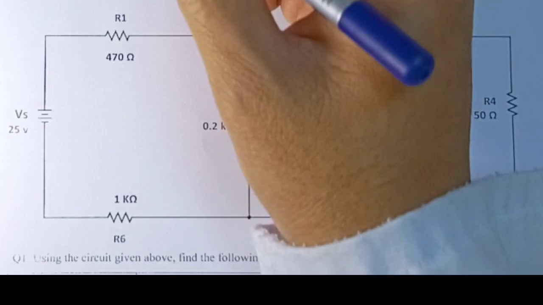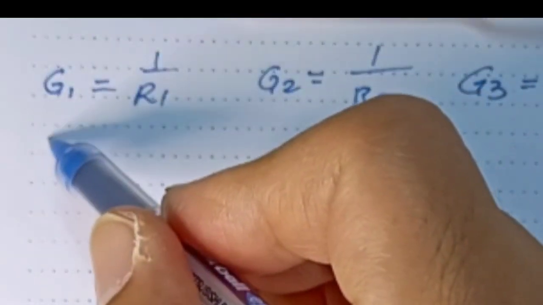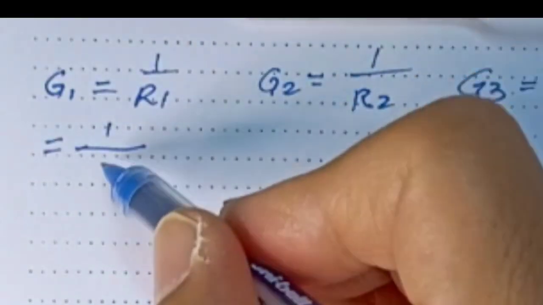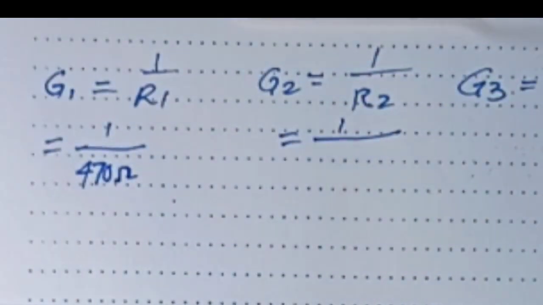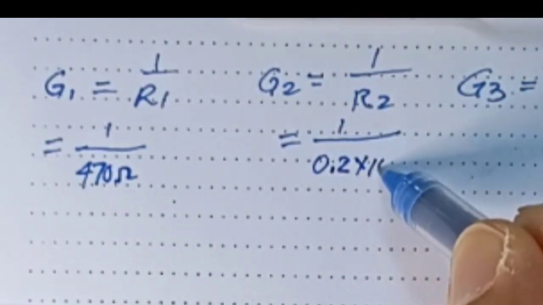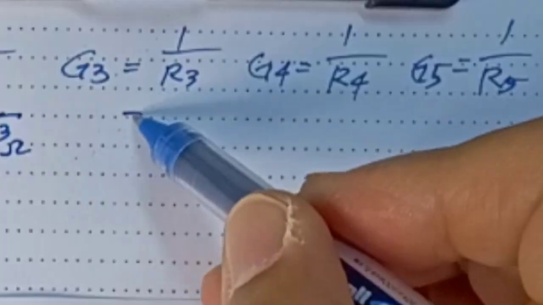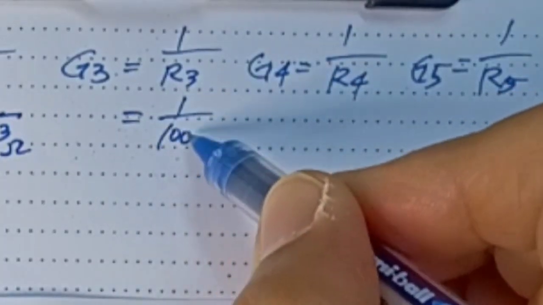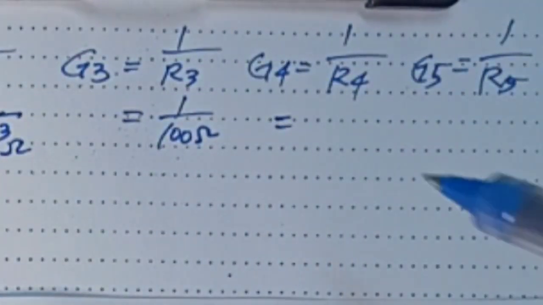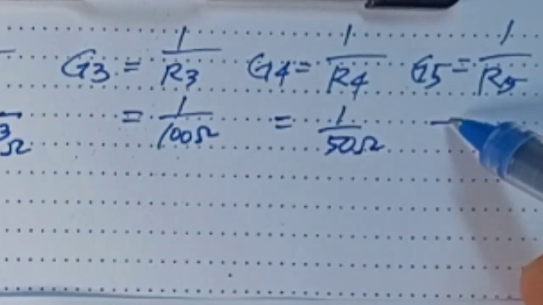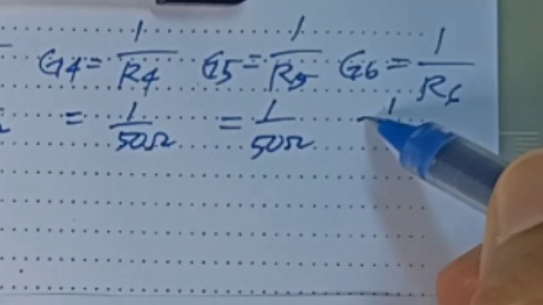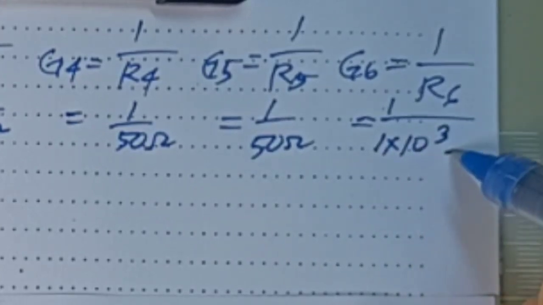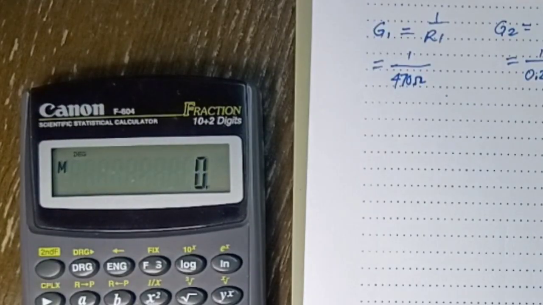So we have R1, let's check here, 1 over 470. This will be 1 over 0.2 times 10 to the 3 ohms. And this will be 1 over 100 ohms. The fourth will be 1 over 50 ohms. Next will be 1 over 50 also. Then we have 1 over 1 kilo ohms.